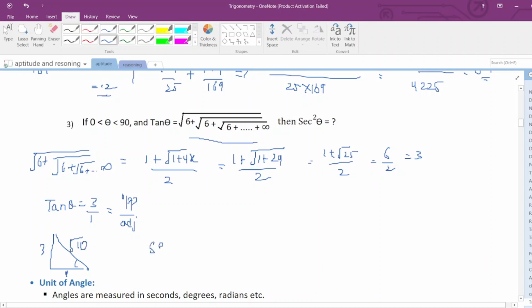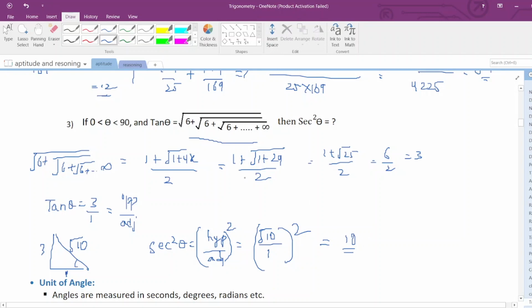Now what do I need to find? Secant square theta. Secant is equal to hypotenuse by adjacent, which is equal to root over 10 by 1, whole square. Secant square, because of that it is whole square. So the square and root will cancel each other, I will get 10. So secant square theta is equal to 10.